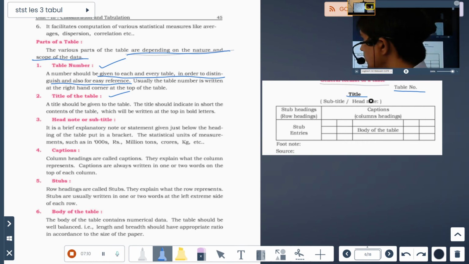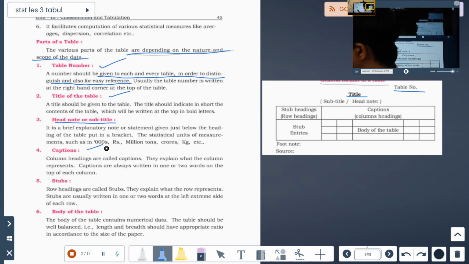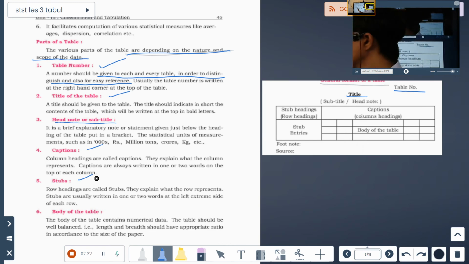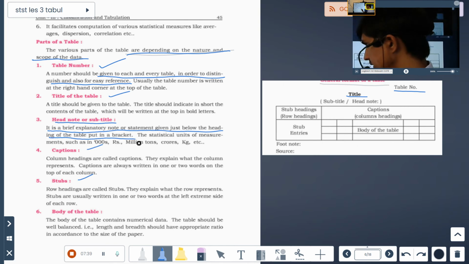Okay, then you have head note or subtitle. See, here some questions are asked for 2 marks. In this particular 8 points, they'll ask for 2 marks. What are captions and stubs, or what is head note or subtitle? They'll ask this. These are asked as 2 marks questions. What is head note or subtitle? It is a brief explanatory note or statement given just below the heading of the table, put in a bracket. It gives the statistical units of measurement such as rupees, millions, tons.